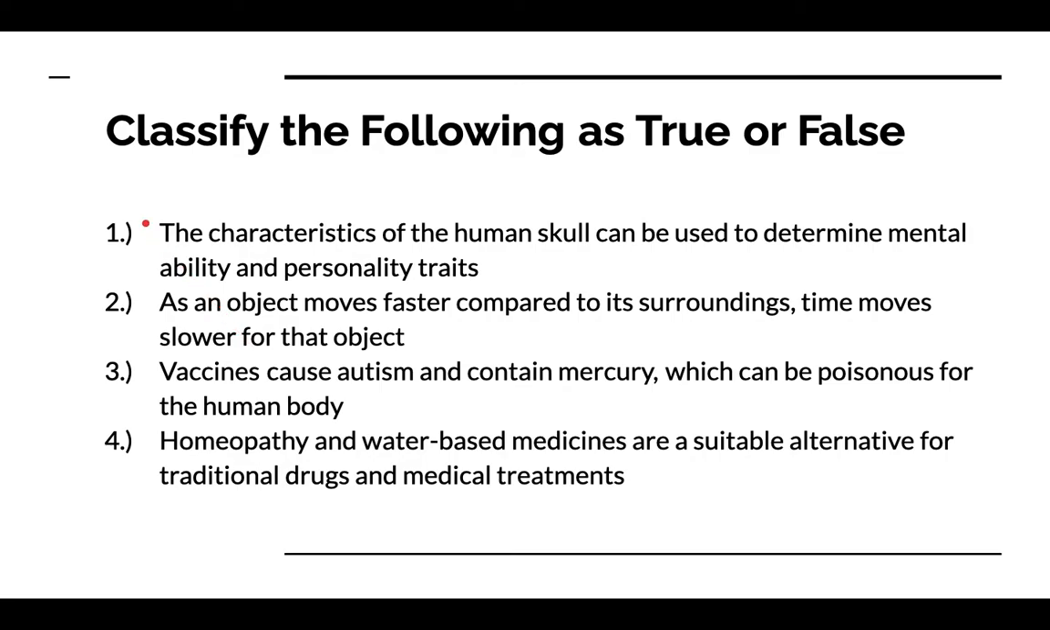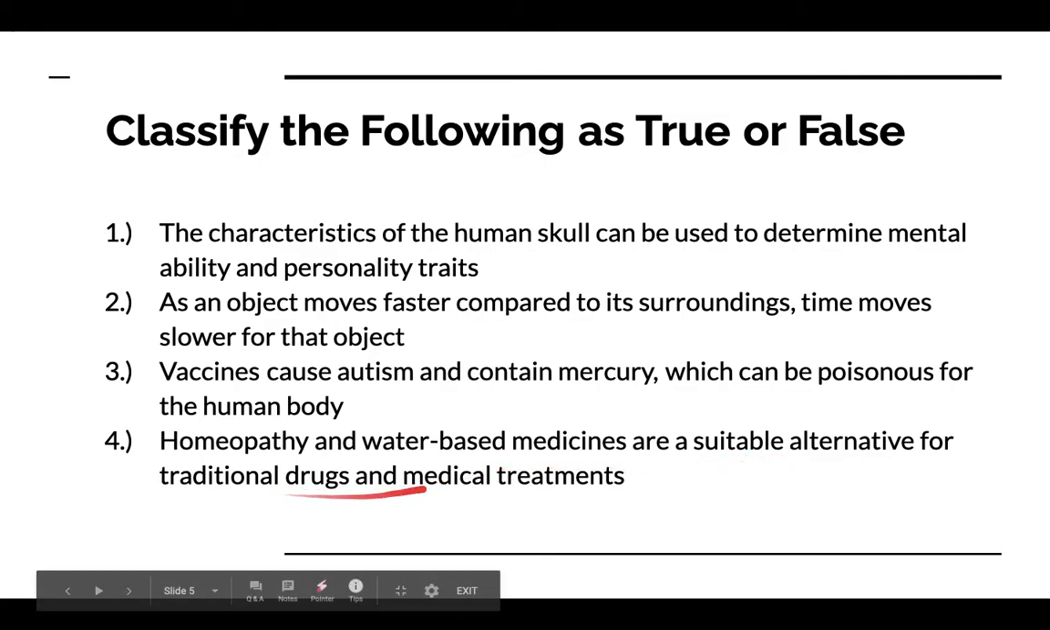The other 3 statements all correspond to pseudoscientific beliefs or fictional scientific beliefs. Number 1 describes a false scientific belief in the 1800s known as phrenology. Number 3 is a belief that still persists today that we'll take a look at down the line and extensively throughout this unit, based on a falsified 1998 research paper by a medical doctor by the name of Dr. Andrew Wakefield. And then number 4, homeopathy and water-based medicines are a suitable alternative for traditional drugs and medical treatments.